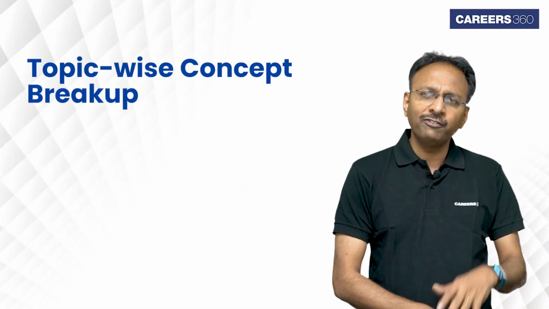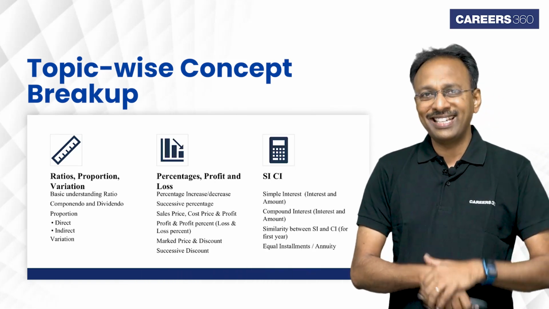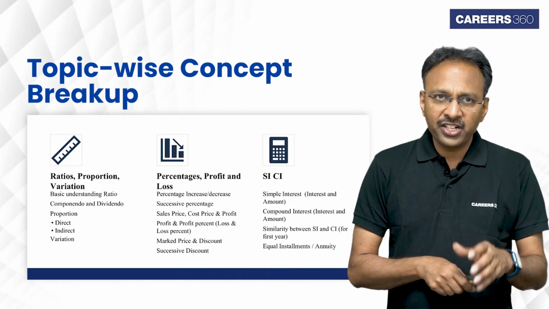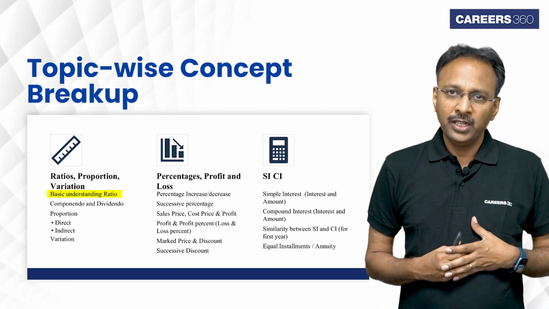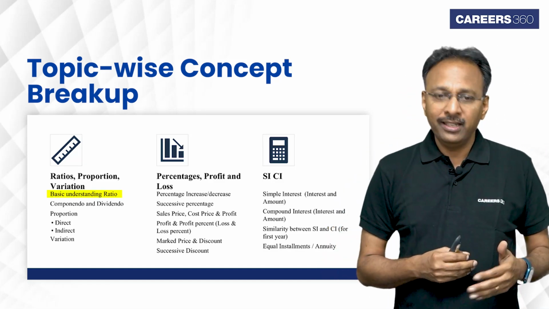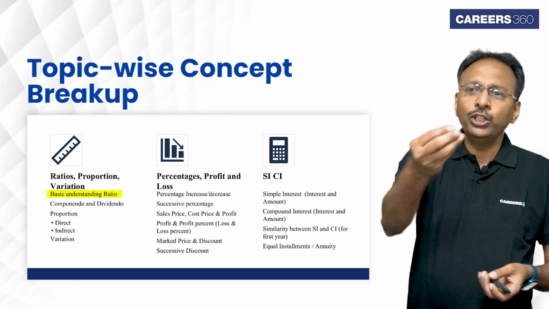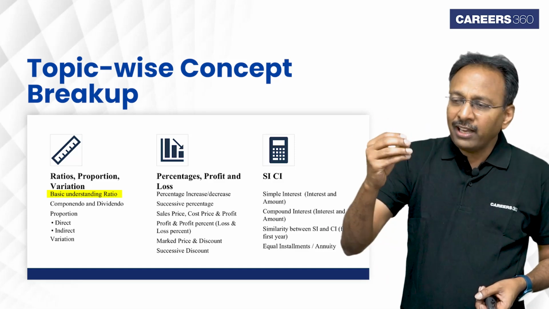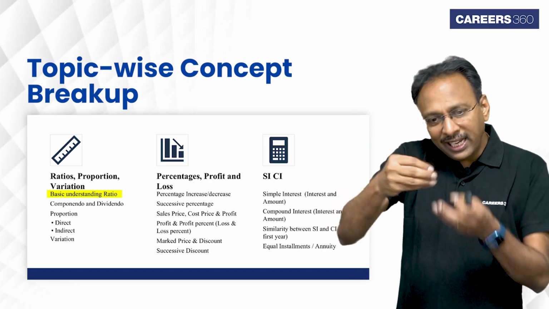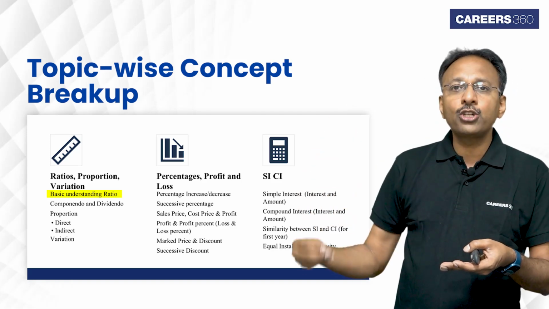So I'm going to talk about the first three: ratios, proportion, variation, percentage profit and loss, and SICI. In ratios, proportions and variations, the first thing you need to understand is what is a ratio. If you say A by B or A is to B is a ratio, for example 2 is to 3. If that is a ratio, a number like 4 and 6 will also be in the same ratio as 2 is to 3. 6 and 9 also in the same ratio of 2 is to 3.